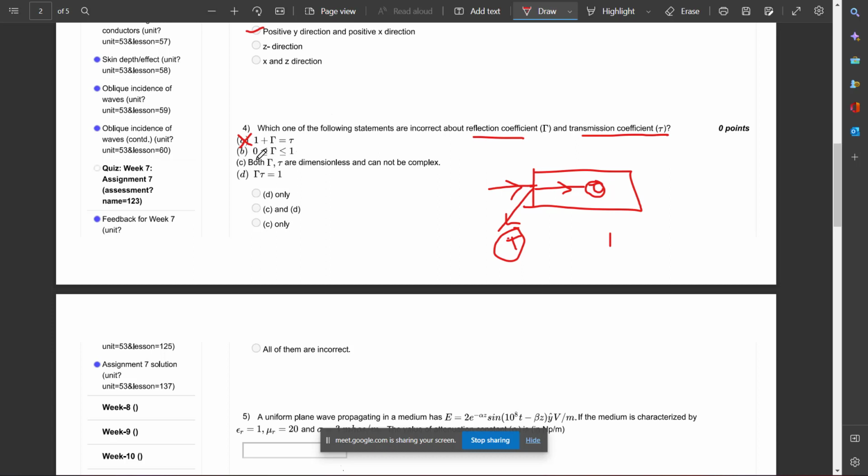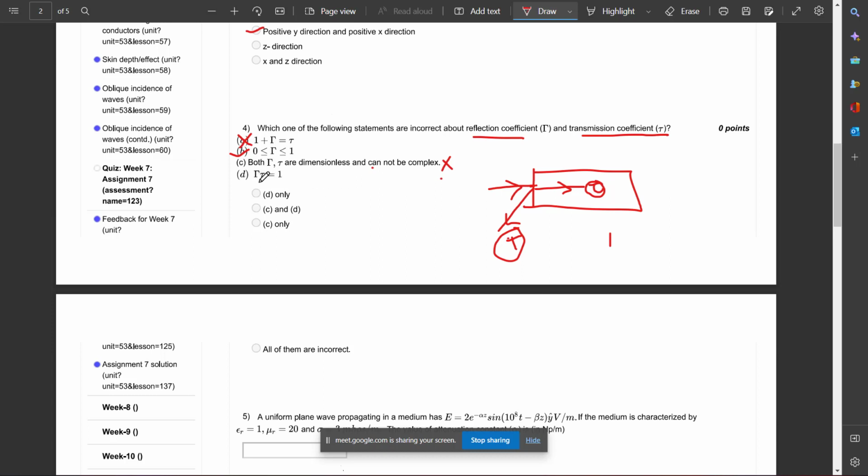Now let's see option B. Option B says gamma will be in between the value 0 to 1. Yes, this reflection coefficient can be between 0 and 1, so this is correct. Then it says both gamma and tau are dimensionless and cannot be complex. No, these terms can be complex, right? So this is wrong. Even though they are dimensionless, they can be complex. So this option is wrong.